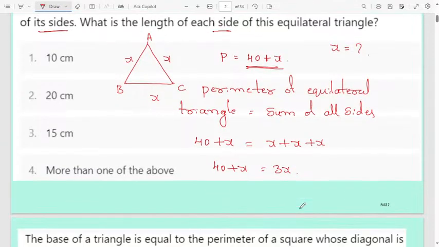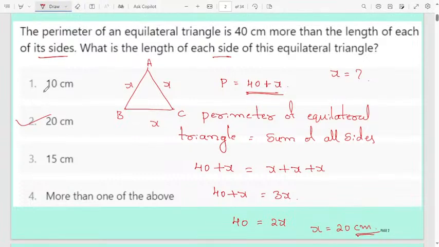Then 40 will be equal to 2x. Then the value of x will be 20 centimeter. The value of x is 20 centimeter. Now you got the value, and you understood how to find it. They have given the condition here. Therefore, the correct answer for this question is x, which is 20 centimeter.